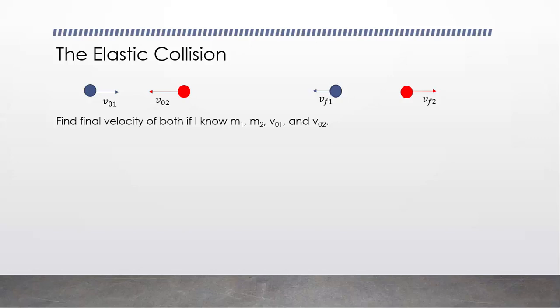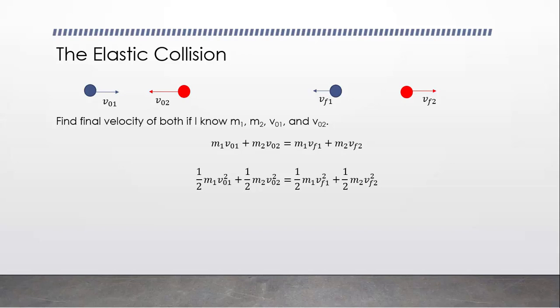So let's look at an elastic collision and say we want to find the final velocity of both if I know m1, m2, v initial 1, and v initial 2. So what I'd do is I would start with these two equations. Here's conservation of momentum. There's conservation of kinetic energy. And then a bunch of algebra is going to happen to solve for v final 1 and v final 2.